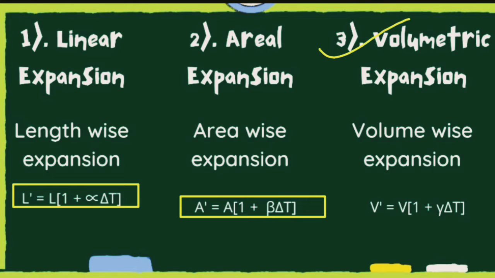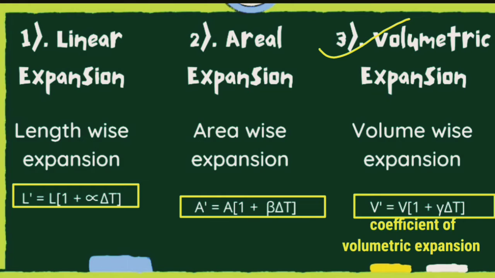Third one is volumetric or cubical expansion. It is the volume-wise expansion of a body due to change in temperature, and its formula is V dash is equals to V into 1 plus gamma delta T, where gamma is the coefficient of volumetric expansion.